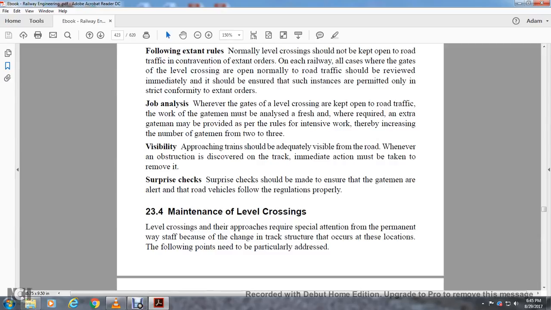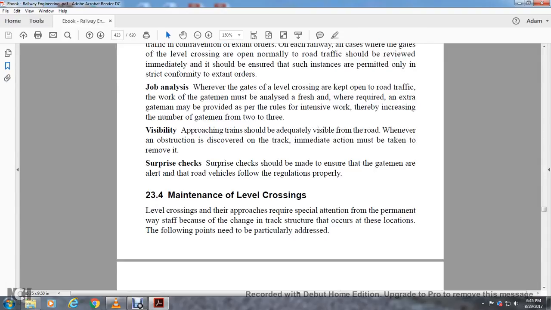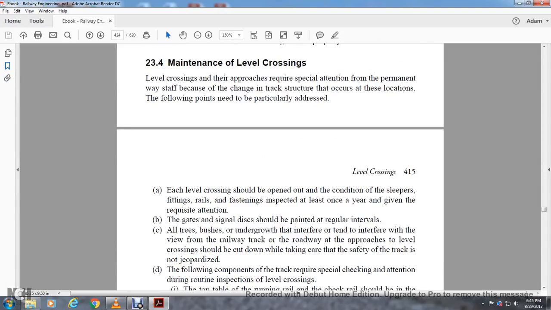234. Maintenance of level crossing. Level crossing approaches require special attention from the permanent way staff because changes of the track structures occur at the location. The following points need to be particularly addressed. Each level crossing should be opened out, and the condition of the sleepers and fittings of the rail fastenings inspected at least once a year. Gates and signal discs should be painted at regular intervals.